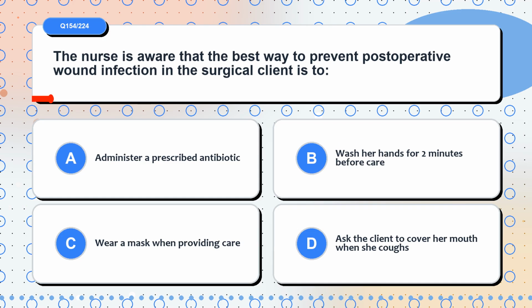Question 154. The nurse is aware that the best way to prevent postoperative wound infection in the surgical client is to. Here are the options. Option A, administer a prescribed antibiotic. Option B, wash your hands for 2 minutes before care. Option C, wear a mask when providing care. Option D, ask the client to cover her mouth when she coughs.